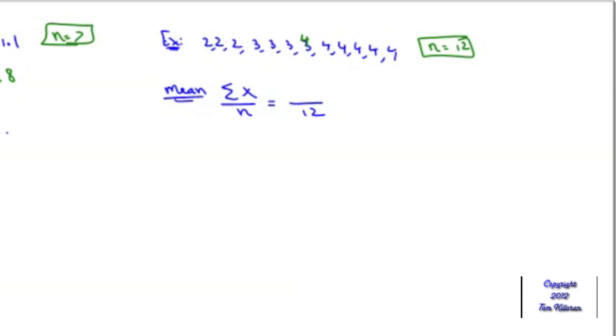$3.3. What is it? What's the sum? 39. And 12 divided by... Oh, I'm sorry, 39 divided by 12? 3.25. So we want just one decimal place, so it's going to become 3.3. So the mean of this is 3.3.